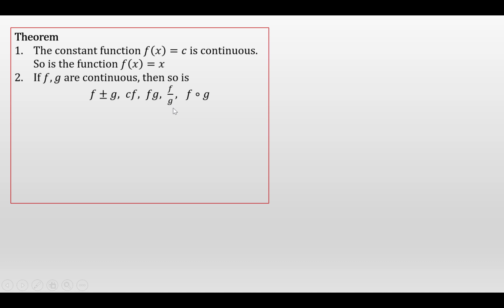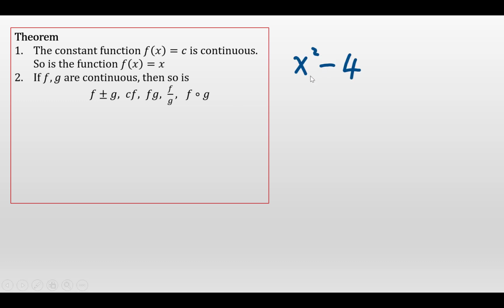You can also take the quotient f over g, and here the domain of f over g is where g is non-zero, of course. You can also compose them to get a composition function. And then all these functions are still continuous as long as we stay within their domain. So for example, g should not be equal to 0. Okay, so from 1 and 2, we can imply a lot of simple functions that are continuous.